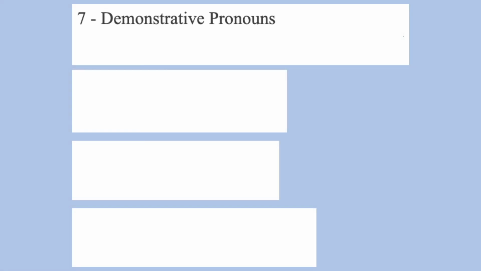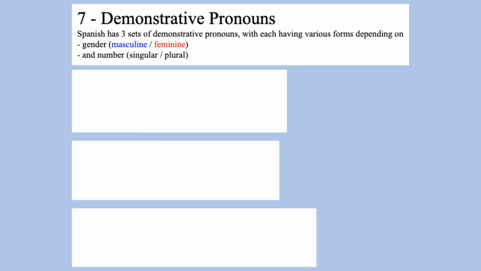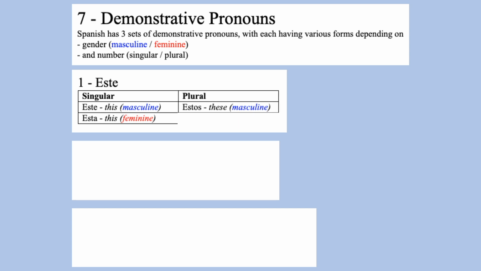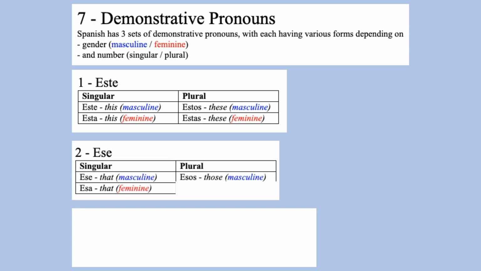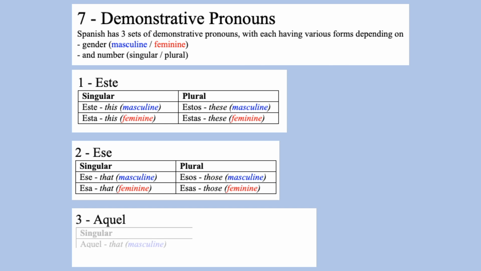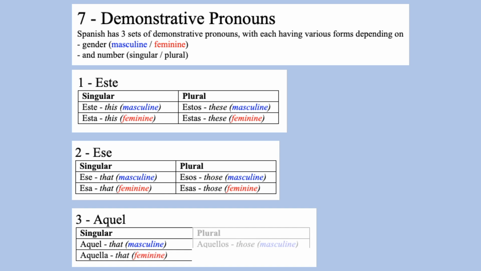Unit 1, Lesson 2E on demonstrative pronouns. There are 3 sets of demonstrative pronouns. They all have their own forms depending on gender and number. The first set is este, esta, estos, estas. The second set is ese, esa, esos, esas. The third set is aquel, aquella, aquellos, aquellas.